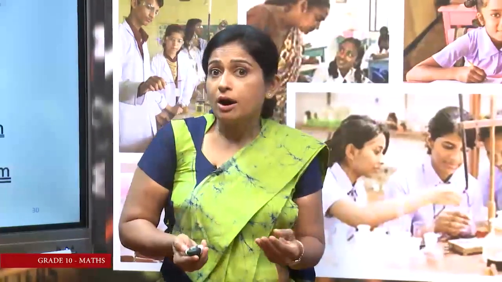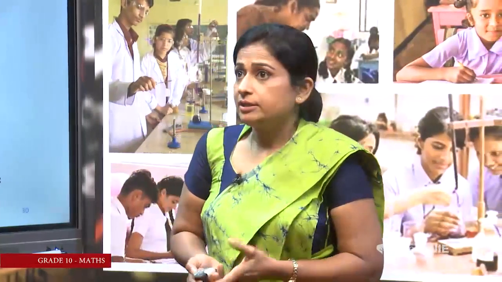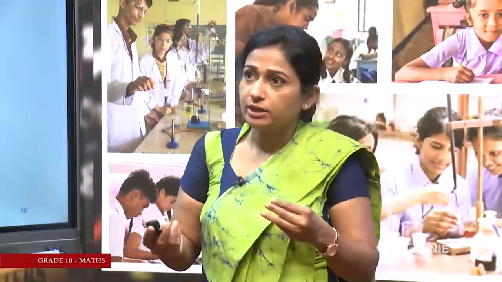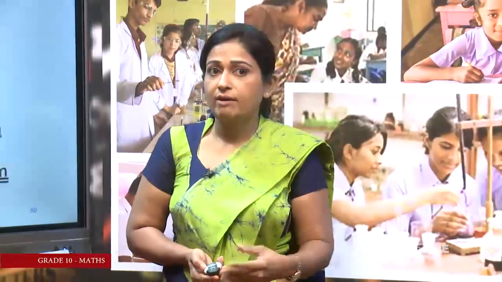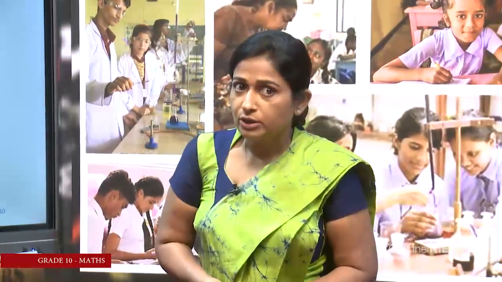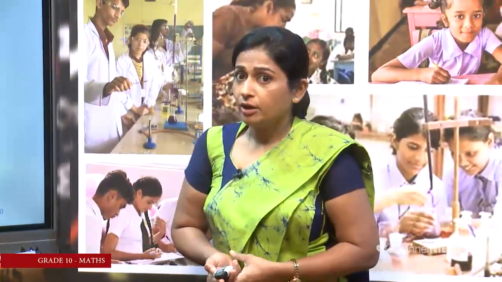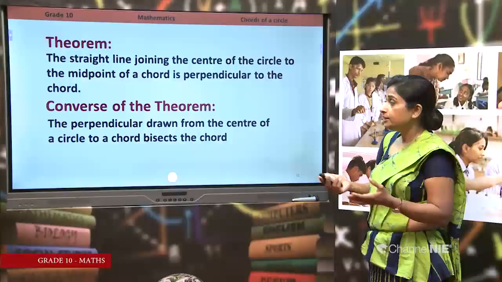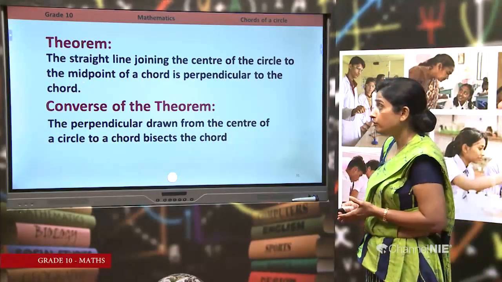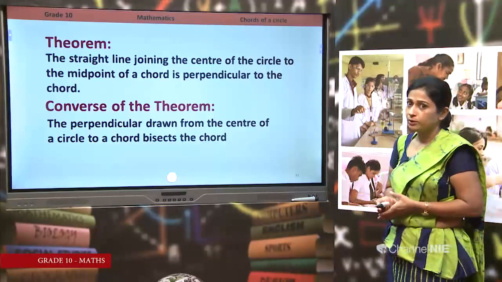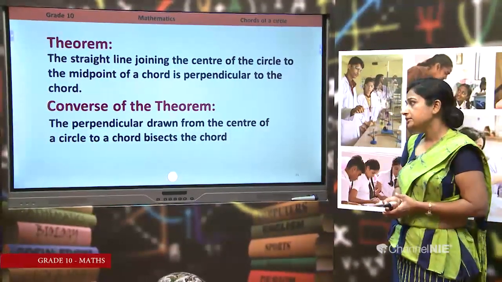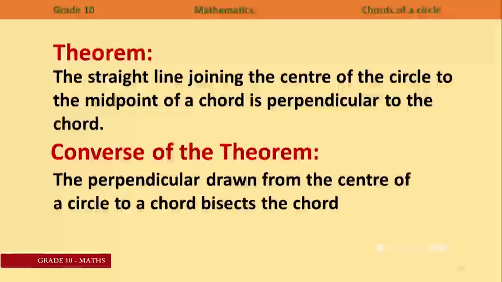Okay. Now I think you have understood the sums I explained to you. So using these two theorems, in part 1 we discussed the theorem, and in part 2 we discussed the converse of the theorem. So I am going to revise the thing you learned. Here the theorem: the straight line joining the center of the circle to the midpoint of a chord is perpendicular to the chord. What is the converse of the theorem? The perpendicular drawn from the center of a circle to a chord bisects the chord.